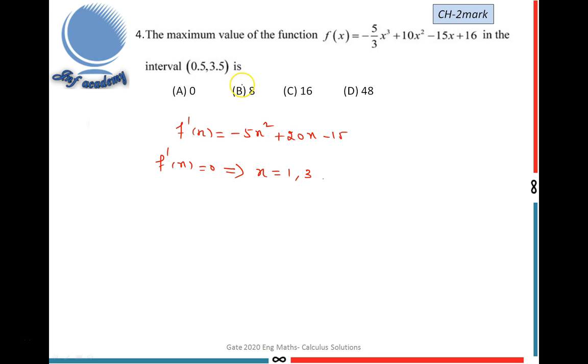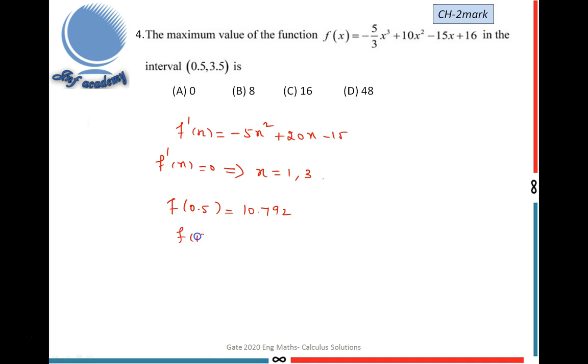The end points are 0.5 and 3.5. Now I find the values of f at x equal to 1, x equal to 3, and at 0.5 and 3.5, that is, the values at the critical points and end points. Now I substitute 0.5. The first point is 0.5. I substitute the value x equal to 0.5 in f of x. I got 10 point something 792.